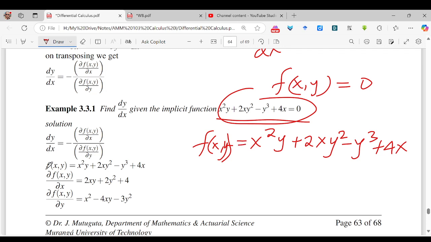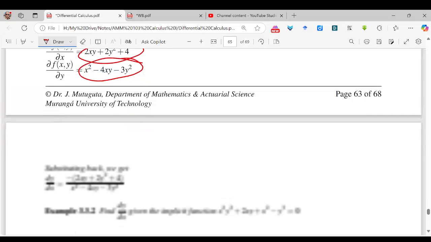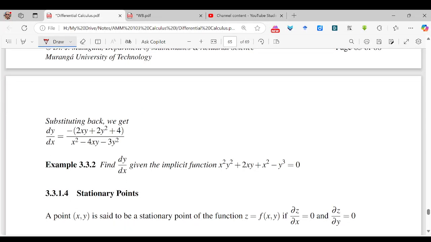So if we differentiate f partially with respect to x, we get 2xy plus 2y squared plus 4. And differentiating f partially with respect to y, we get x squared minus 4xy minus 3y squared. Then we have dy/dx is equal to minus the partial derivative of f with respect to x divided by the partial derivative of f with respect to y. Meaning that we just take this expression, divide by this, and multiply the result by minus 1. This will give us the derivative of the implicit function.